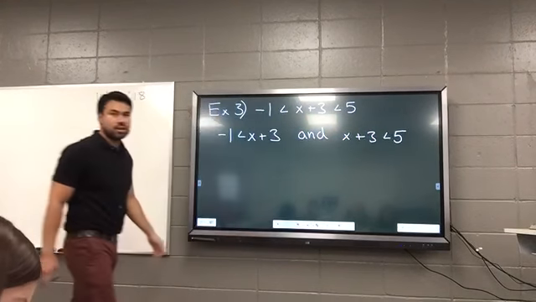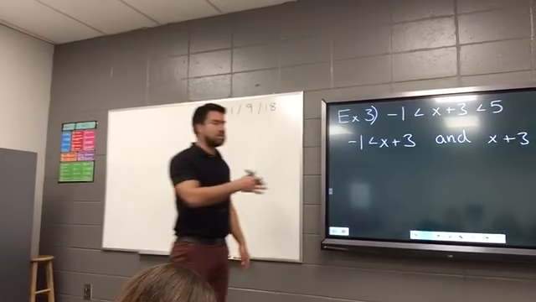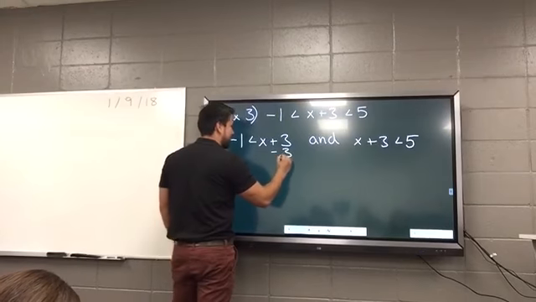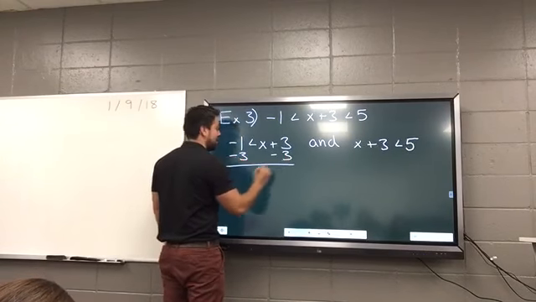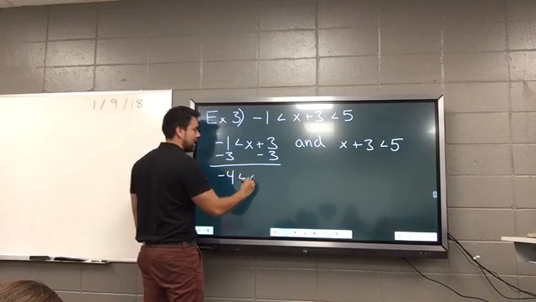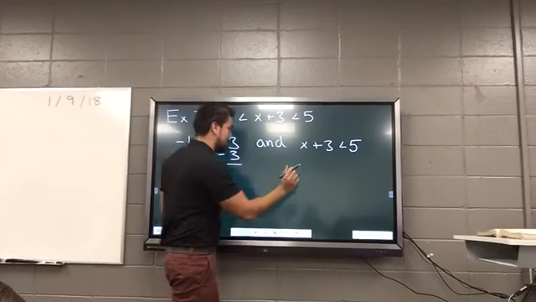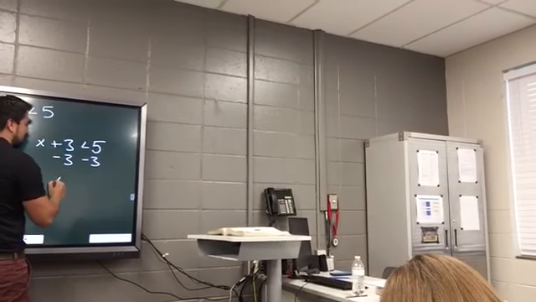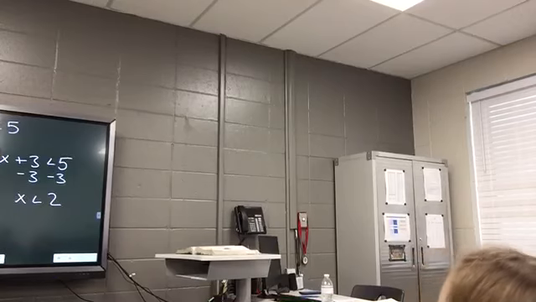All right, solve both inequalities. Get x by itself on both of them. Okay, I'll do it. Negative 3 on both sides. You get negative 4 is less than x. And you solve by subtracting 3 from both sides. You get x is less than 2.